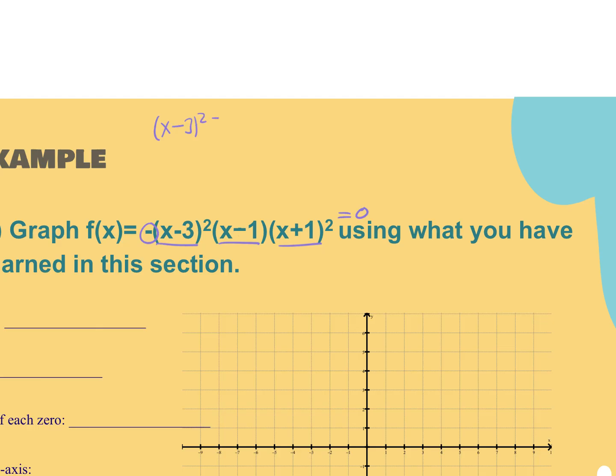So I'm just going to take these factors. So x minus 3 squared equals 0, x minus 1 equals 0, and x plus 1 squared equals 0, all right? And x minus 3 squared is the same as saying x minus 3 times x minus 3 equals 0, right? That's what the square means, right? So really, you're going to have two answers that are the same, right? So I have x minus 3 equals 0, x minus 3 equals 0, and so I get x equals 3.